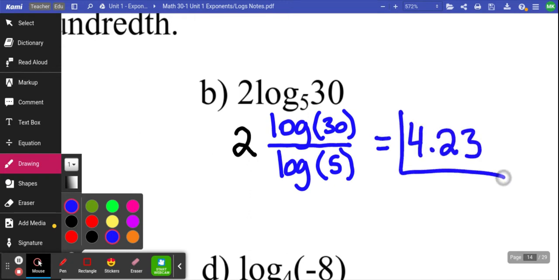Am I allowed to write the 30? Yeah, because I got the same answer. Same answer. And we're going to learn that in about 5 minutes too. Okay.